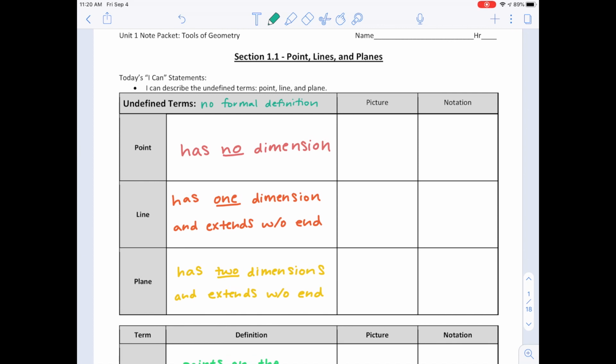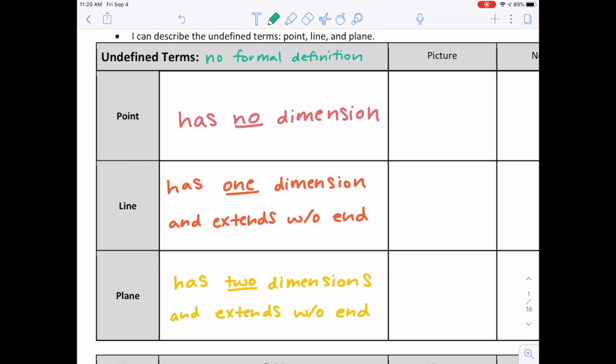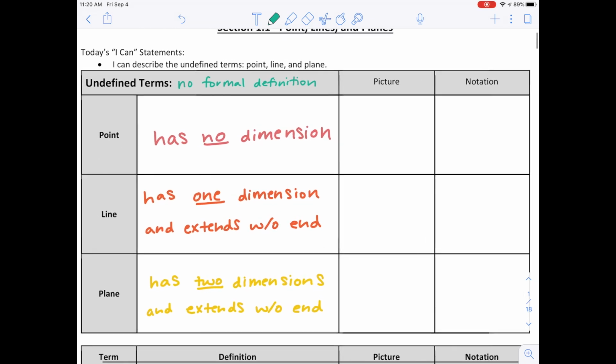And again, I don't really think they make it any clearer what a point, line, or plane is, but you've seen these before, so hopefully this is not something brand new to you. You can go ahead and pause the video, but you do need to write these definitions down, and then we are going to talk about picture and notation for these three undefined terms.